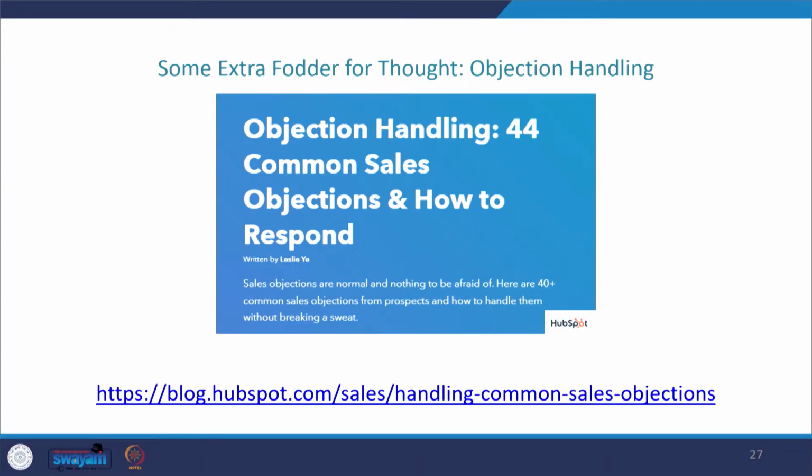But before we move further and dig deep into the transformative and evolution factors, this is what I have extra for you. Objection handling: 44 common sales objections and how to respond. This is one of the articles which I have taken from HubSpot. I would request you to go and read about it. You will find a lot of intriguing information from this article. Apart from that, I have one more article for you which is about do's and don'ts of selling etiquette, and this has been derived from the official website of Karus International.